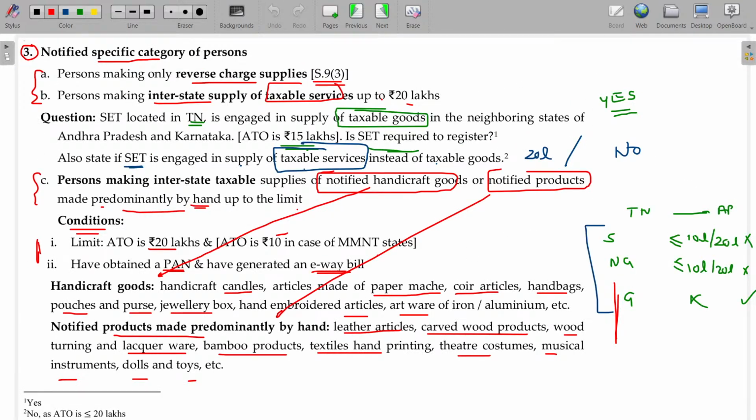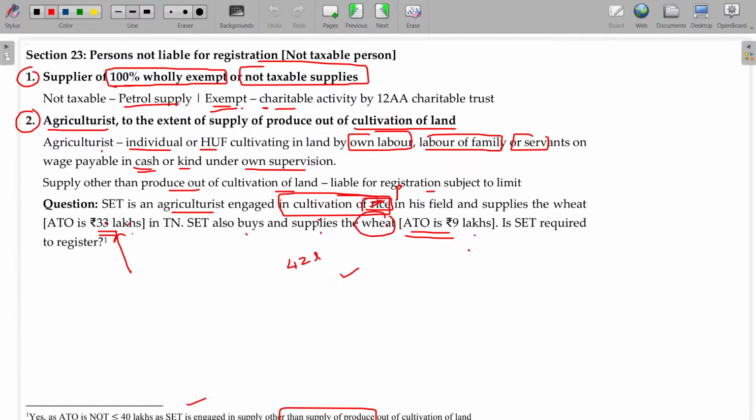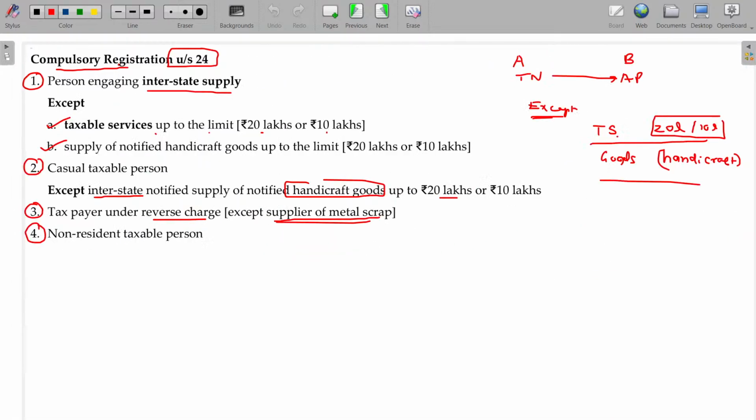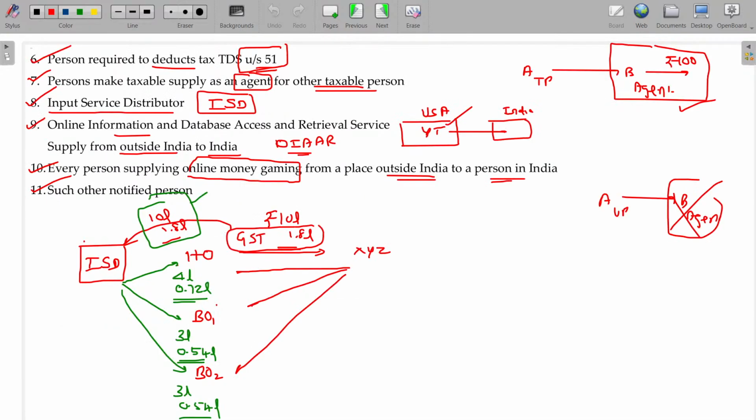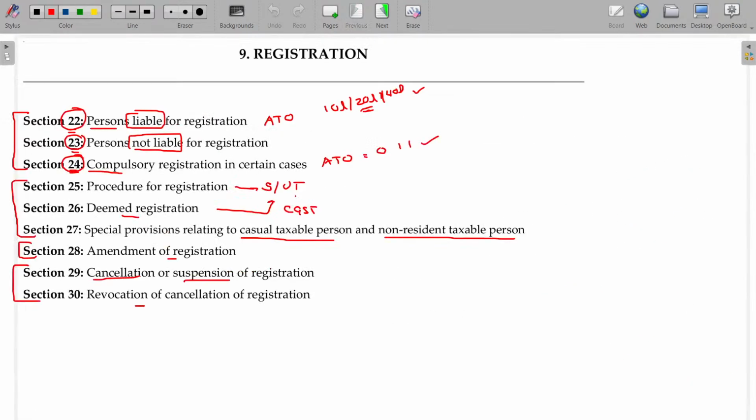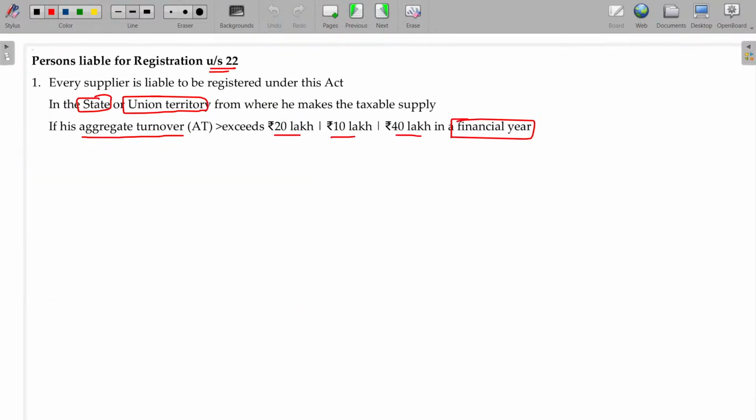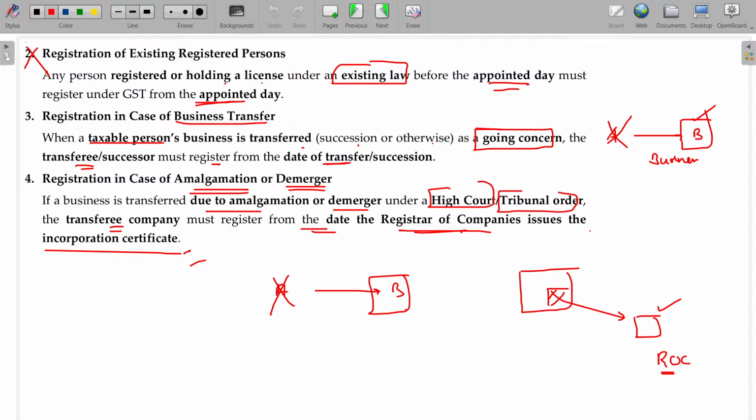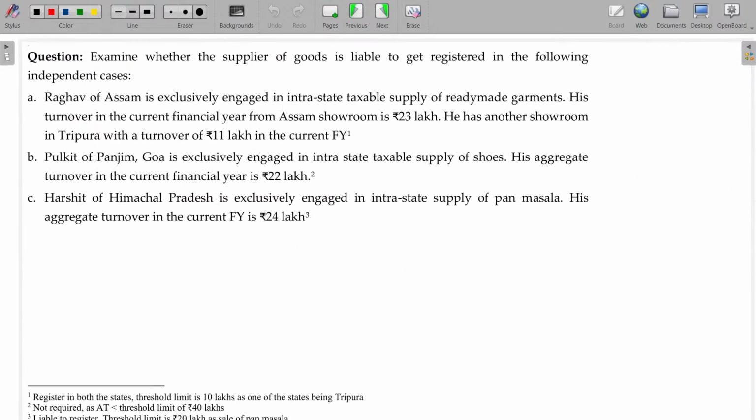So, three cases are there in case of persons not liable for registration. Hope you will be now able to understand this. So, we have completed all the three. Who has to register is now clear. Am I right? One more illustration left to be covered. So, I will finish up this one now.